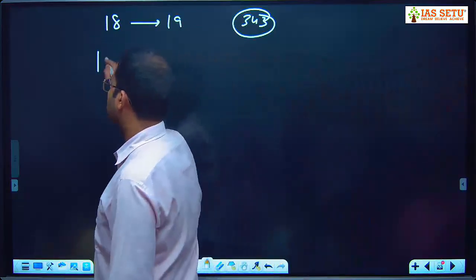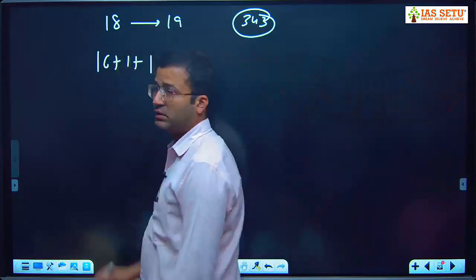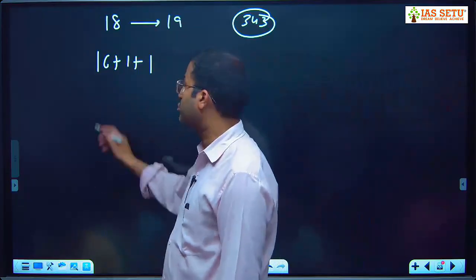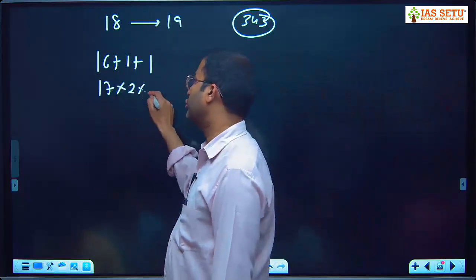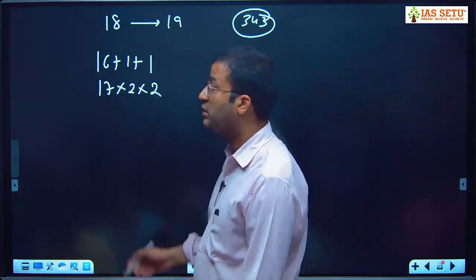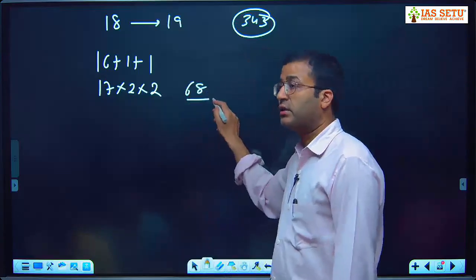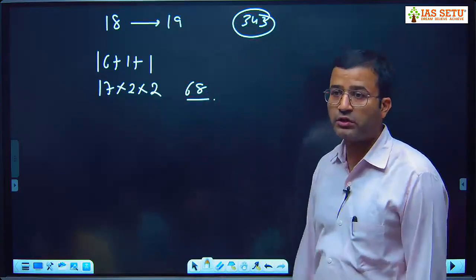One tried 16 plus 1 plus 1. How many pieces will you get? 17 into 2 into 2. What is your answer? 68. What is better? 343.